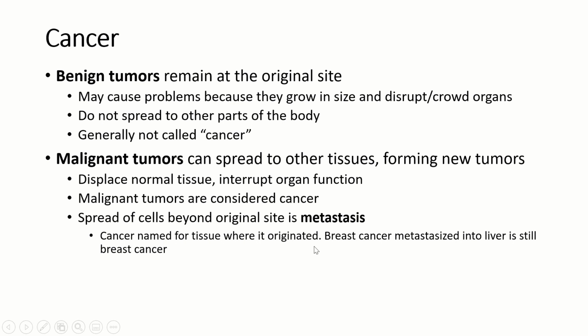Now, one thing that's interesting about cancer is that cancer is named for the type of cells that became cancerous. So if you have breast cancer, and yes, men can get breast cancer, by the way, if the breast cancer then metastasizes and those breast cancer cells spread to the liver, for example, you don't have liver cancer. You have breast cancer in your liver. The breast cancer could spread to any organ in the body. That's a thing that can happen.